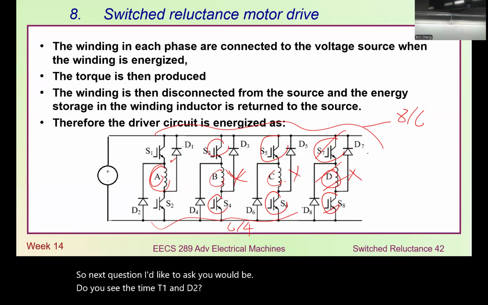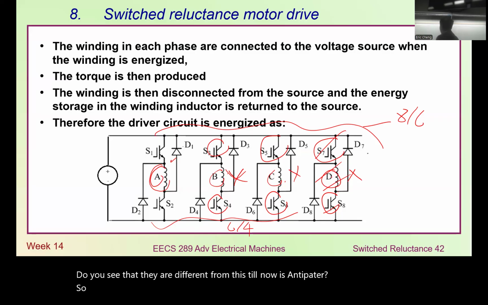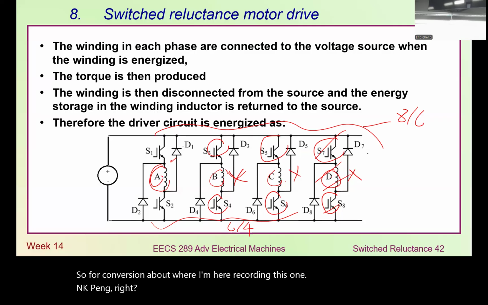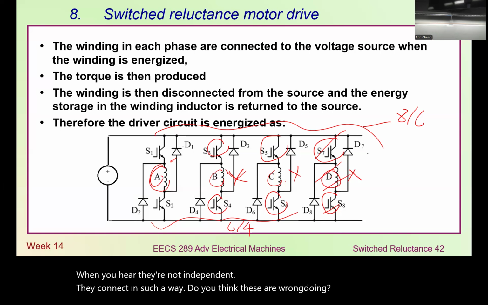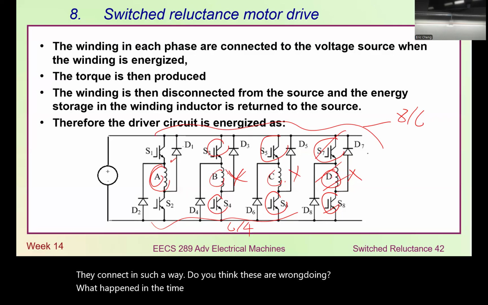Do you see that they are different from this? The diode is anti-parallel. For the conventional diagram here, we call this one anti-parallel, right? But in here, they're not independent. They connect in such a way. Do you think this is a wrong drawing? What happened to the diode? Can anybody give me a hand on why it is?